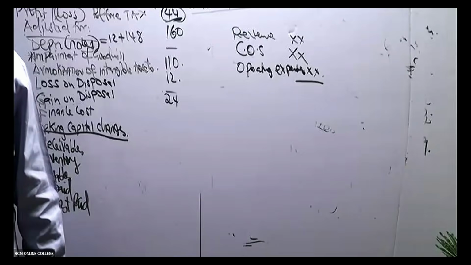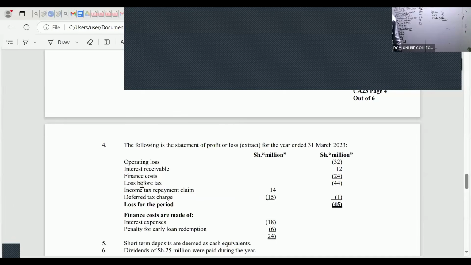So let me show you how I'm looking north. You see, we have here loss before tax, this negative 44. Looking north, I can see finance cost. Of course, finance cost is non-operational, and I've been able to make the adjustment there. Then I can see operating loss. This is very good. This is operational.